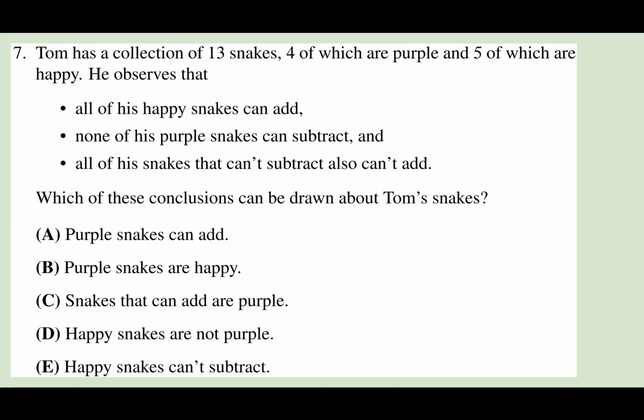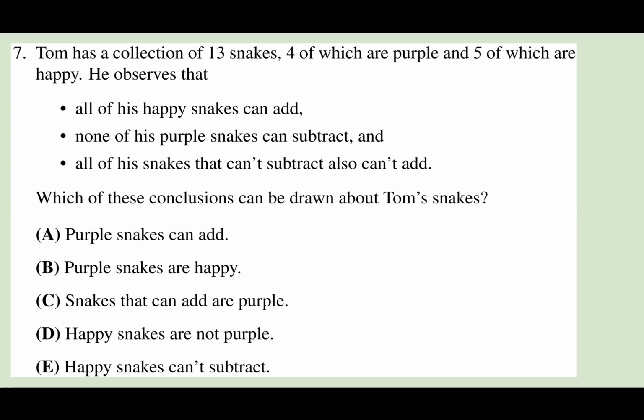Other than to possibly let you know that the purple and happy categories don't need to intersect, because they don't add up to 13. So I think it's just to let you know that there are other categories other than purple and happy. So he observes that all of his happy snakes can add. So if a snake is happy, it can add.